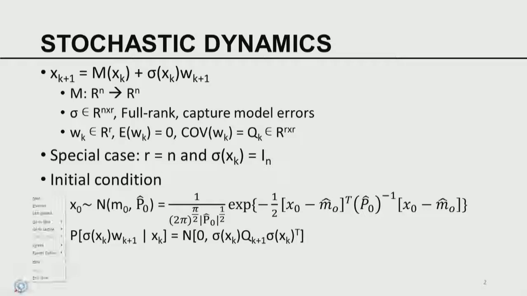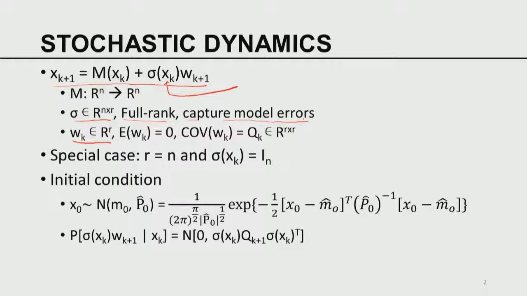So let us consider a stochastic model, a nonlinear stochastic model. We are also trying to generalize the forcing. Wk plus 1 is a model noise vector. We are going to assume the model noise vector is r dimensional. Sigma x is the coefficient that multiplies the model noise. Sigma x is a state dependent matrix of functions. The matrix sigma is n by r. We assume it is full rank. We assume it captures the model errors.